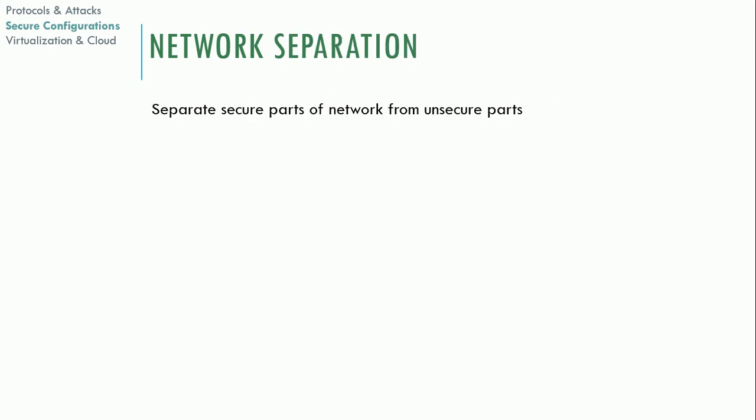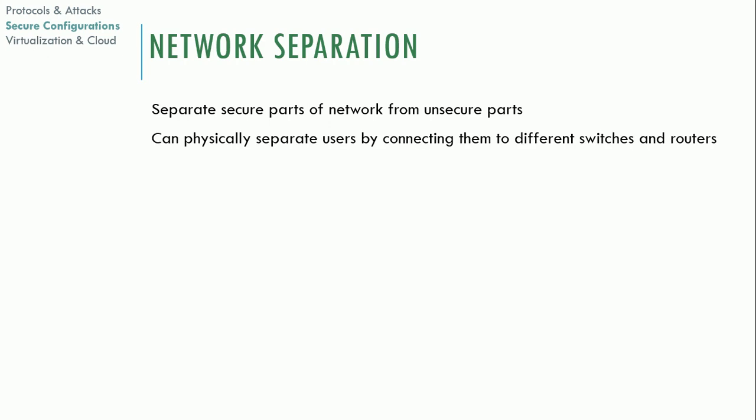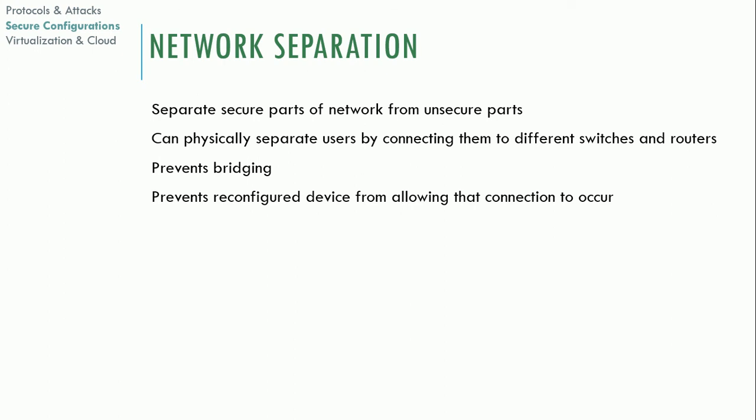So network separation is when we can separate secure parts of the network from unsecure parts. You can physically separate users by connecting them to different switches and routers, which would prevent bridging. So it would prevent them from bridging from one network to another using the ports or using wired connections. So it can prevent reconfiguring a device from allowing that connection to occur.